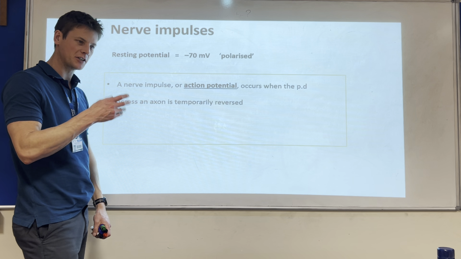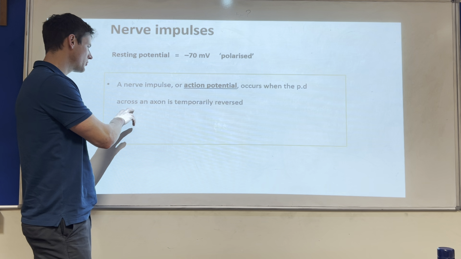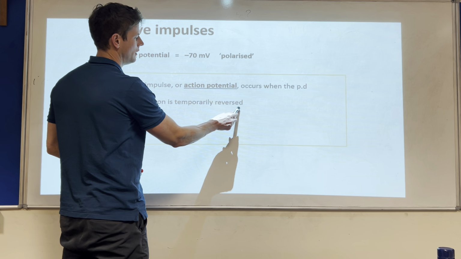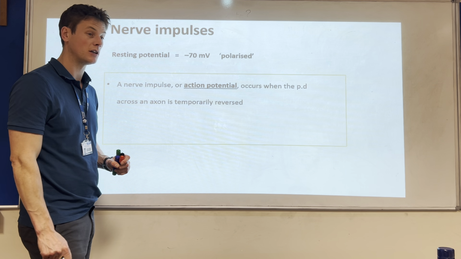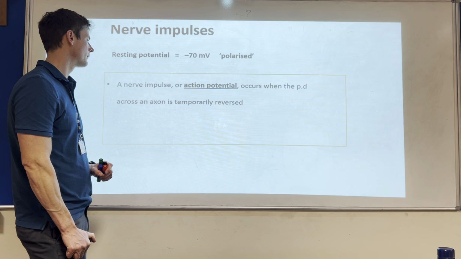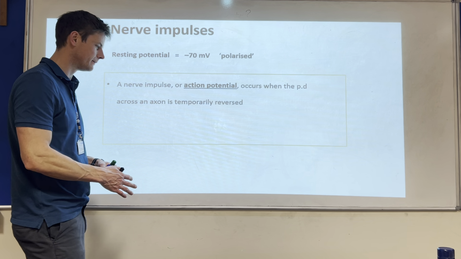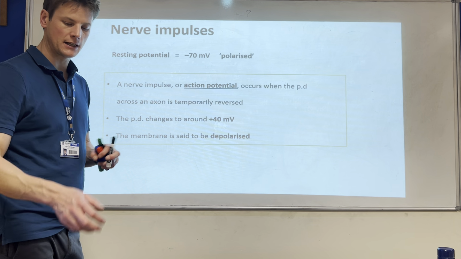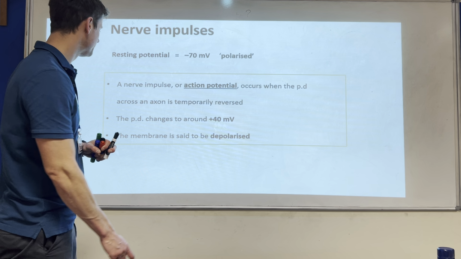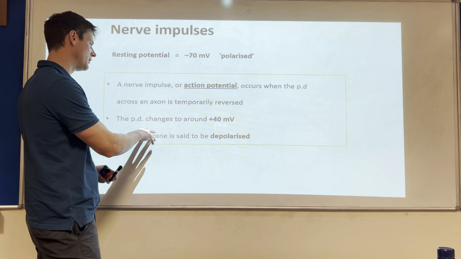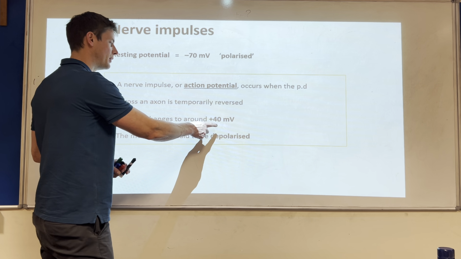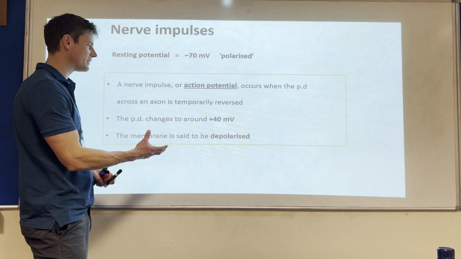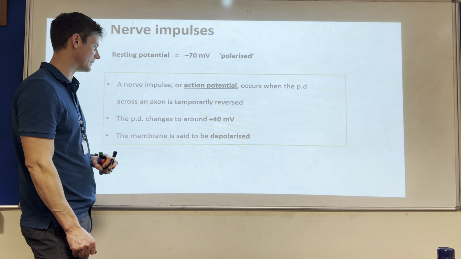For a nerve impulse or an action potential to be transmitted, the potential difference is temporarily reversed. And that's a word to look out for in the exam questions. They often talk about the reversal of the polarity or reversal of the charge. And that is achieved when sodium and potassium ions are exchanged across the membrane. The potential difference becomes less negative and then becomes positive up to a value of plus 40 millivolts. And when it reaches that state, we say that the membrane is depolarized.